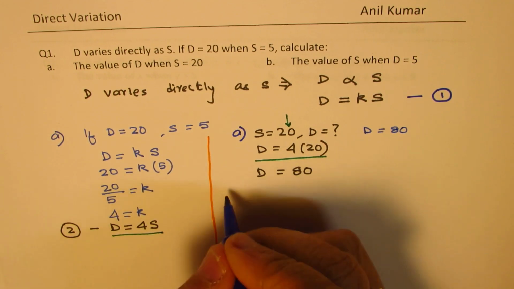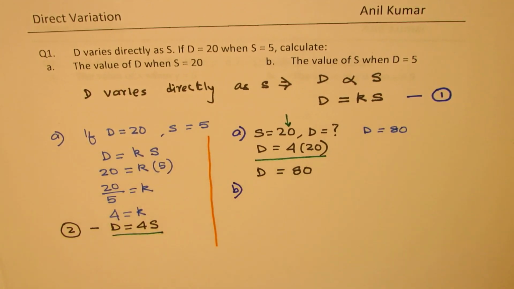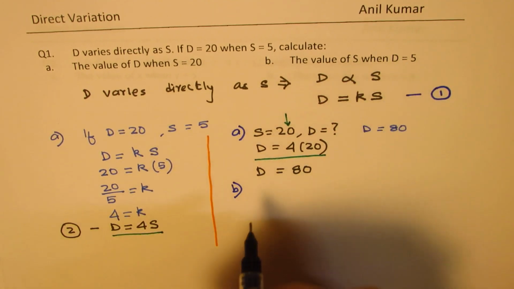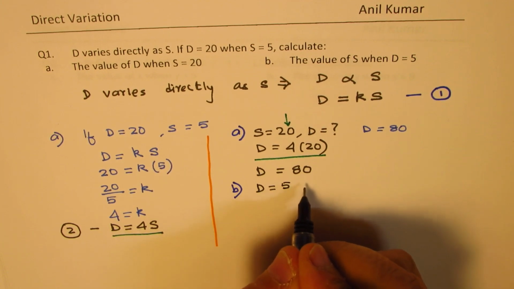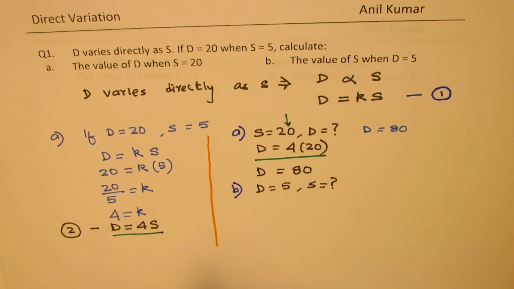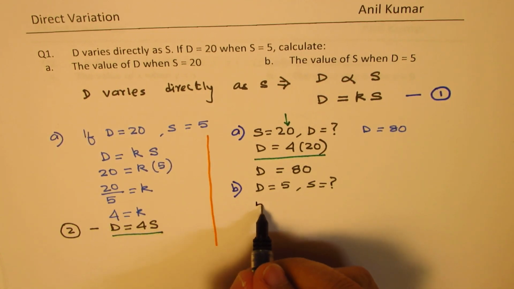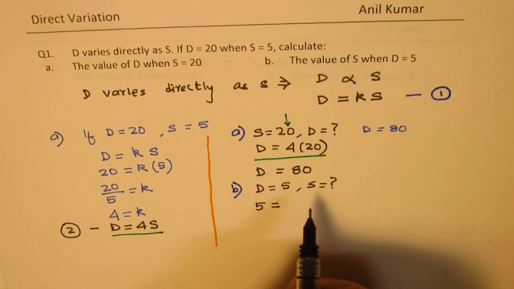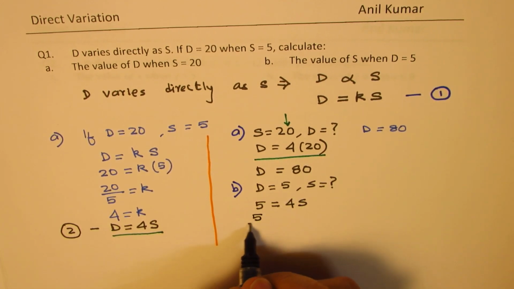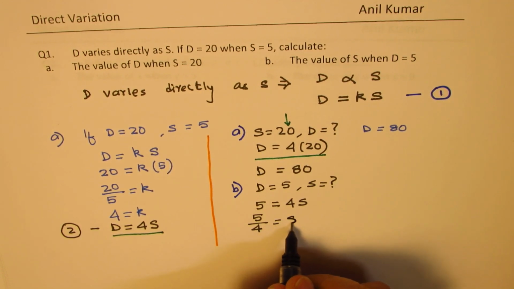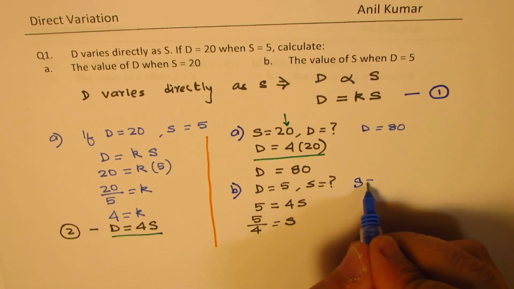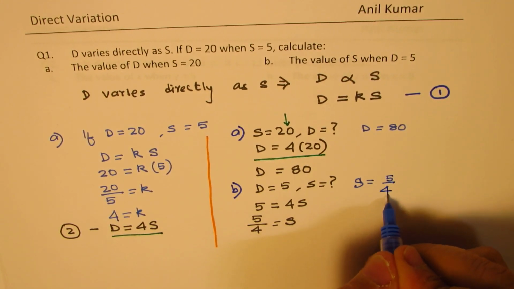Now let's do part B. In part B, the value of S we need to find when D is 5. So we are saying D equals 5. Find the value of S. Again, we'll use the same equation. So in this equation, we'll substitute 5 for D and find S. So we get 5 equals 4 times S. So that means 5 divided by 4 is equal to S. Correct? So we get our answer that S is equal to 5 divided by 4.